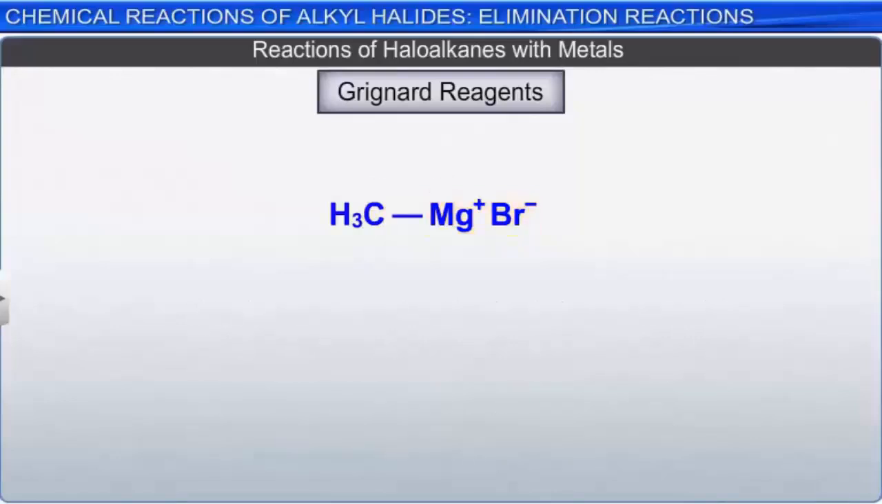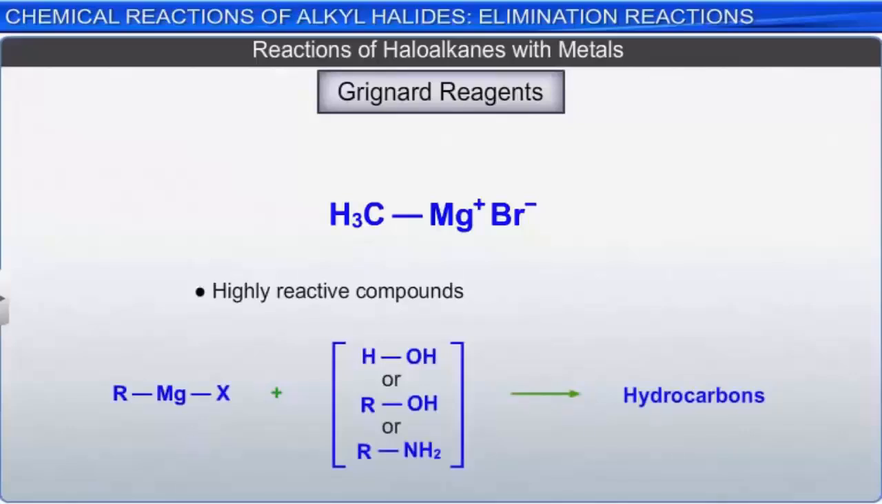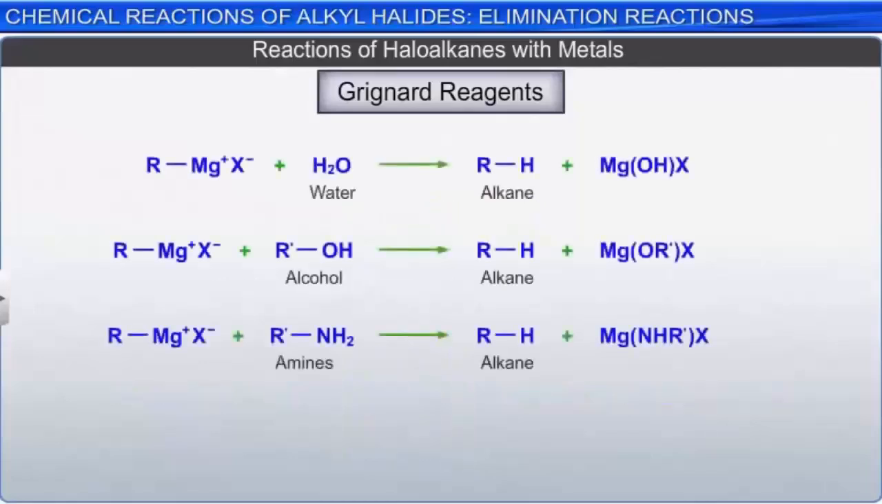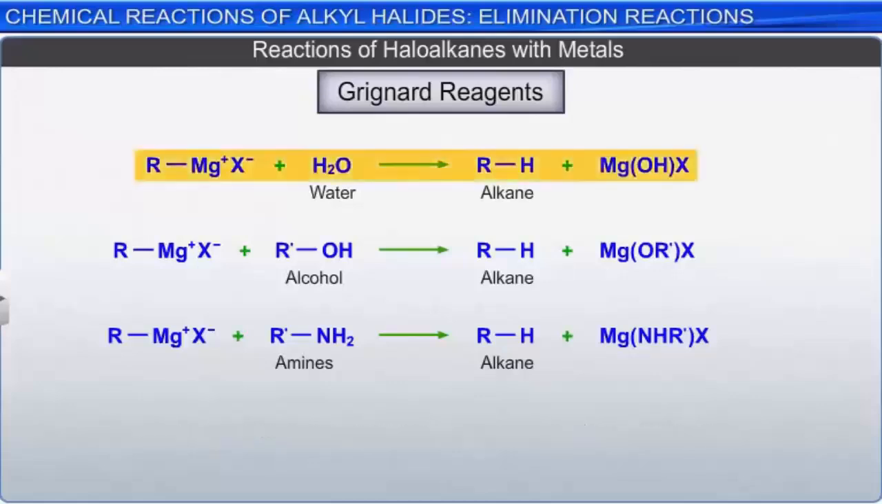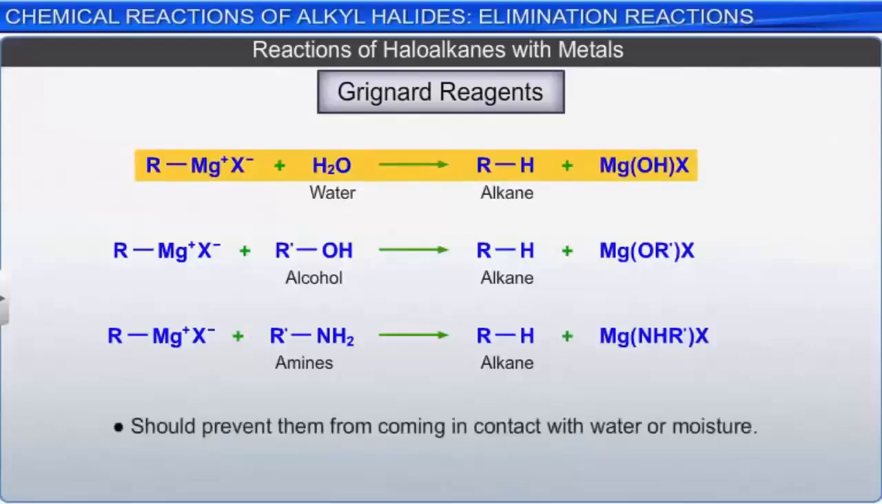Grignard reagents are highly reactive compounds. They react with any source of proton, even with weak proton donors, such as water, alcohol or amines, to give hydrocarbons. The reactions of Grignard reagents with water, alcohol and amines to form alkanes are shown here. This is one of the methods to convert alkyl halides into hydrocarbons. Since Grignard reagents readily react with water, it is very important to prevent them from coming in contact with even traces of moisture.